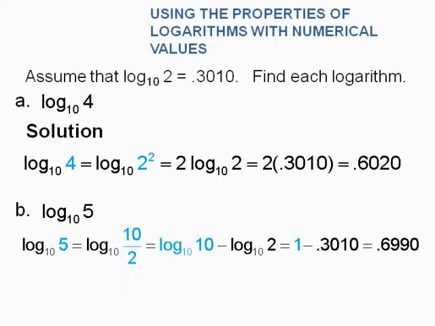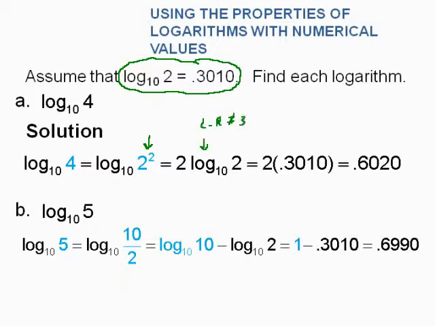All right, finally, the last example here. We're given an example that says assume that log base 10 of 2 equals 0.3010, and it wants us to find some things here. Find the log base 10 of 4. Now, if this is all we know, we can write 4 as 2 squared. We could use log rule number 3 here.